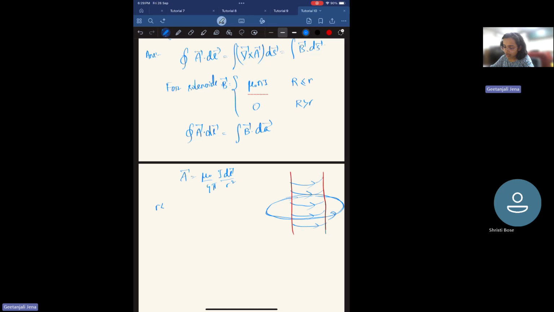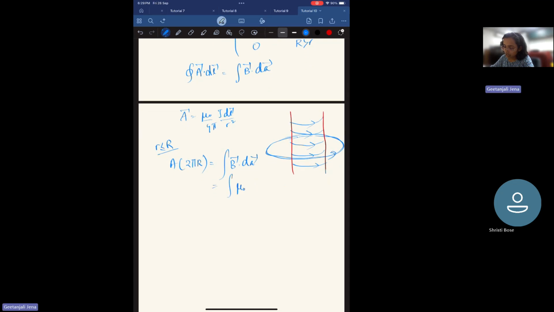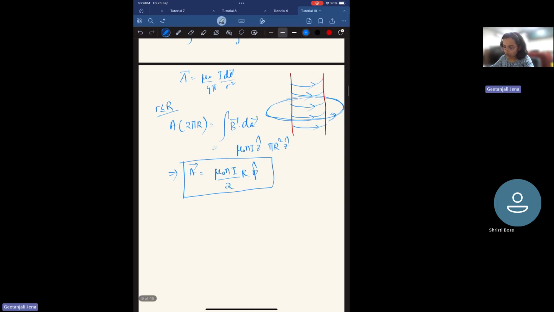Okay, so using this, we have seen how the answers will be. When r is less than R, it is A times 2 pi r equals B dot dA. B is mu naught n I z cap, and this area is pi r square z cap. So A will be mu naught n I by 2 times r phi cap. So it is directly proportional to r inside.